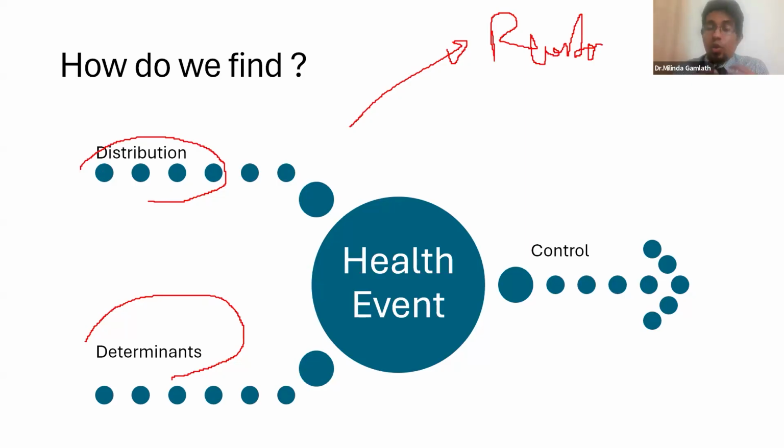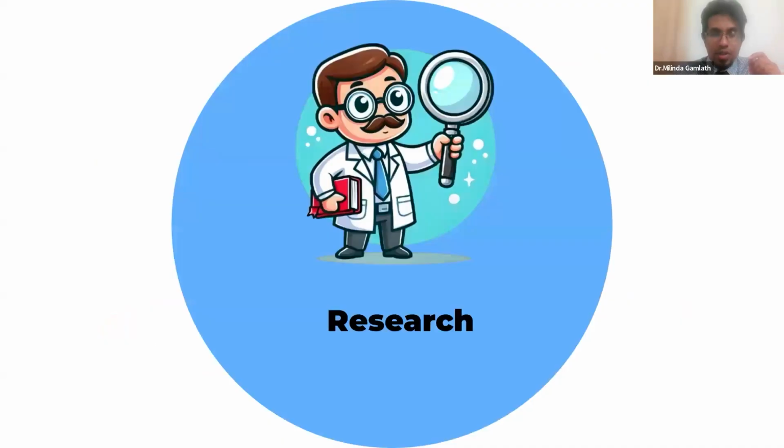On the other hand, if you don't have routine sources of data, if you don't have a place to get this routine data, then you have to do something called research, right? So research, we will look at the definition of research. Research is basically a systematic investigation into a certain event, which hopes to uncover new information and new knowledge about that topic.